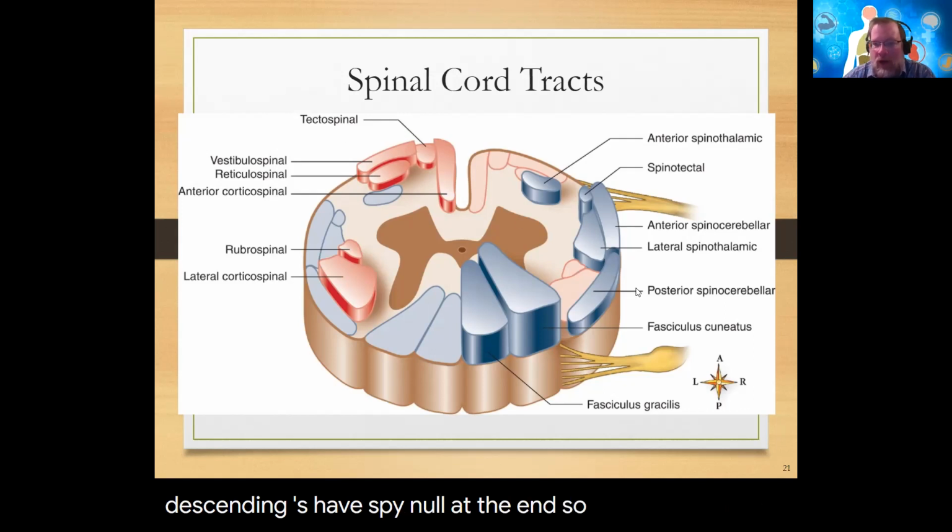So if you're asked which of the following is an ascending tract, and none of them have spino at the front, but three of them have spinal at the end, it's like Sesame Street, right? One of these things is not like the other. Three of these things are kind of the same. Well, the three things that are kind of the same all end in spinal. So pick the one that doesn't end in spinal and you're good to go if we're talking about an ascending tract. Okay, so that's my Sesame Street PSA for the day.